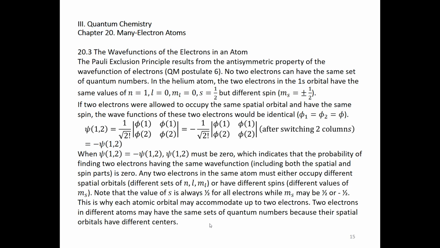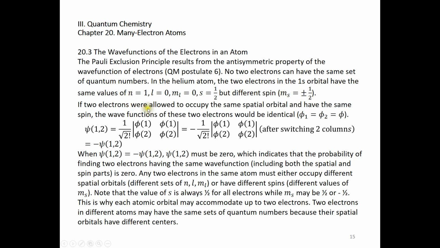The Pauli exclusion principle results from the antisymmetric property of the wave function of electrons. No 2 electrons can have the same set of quantum numbers. In the helium atom, the 2 electrons in the 1s orbital have the same values of n, l, m sub l. They also have the same value of s, but they have different spin quantum numbers m sub s, plus and minus 1/2. So the physical meaning of this is actually the z component of the electron spin. That can be plus 1/2 h bar or negative 1/2 h bar.